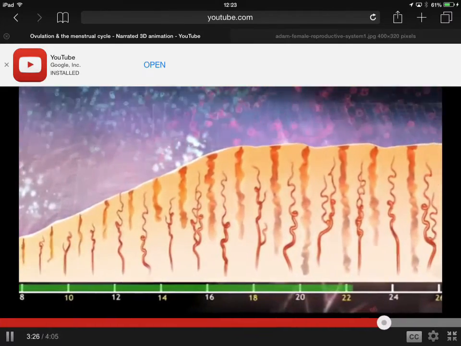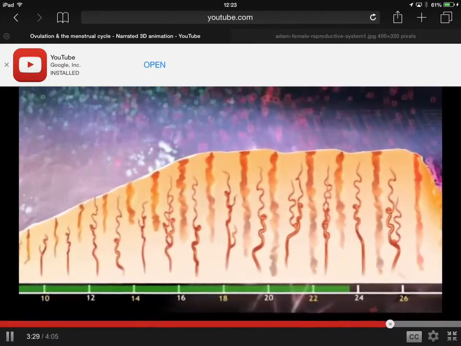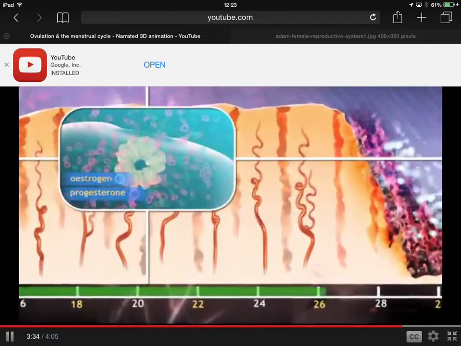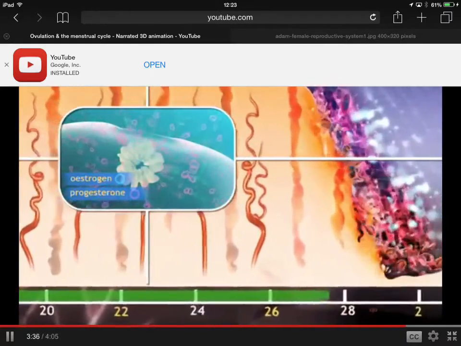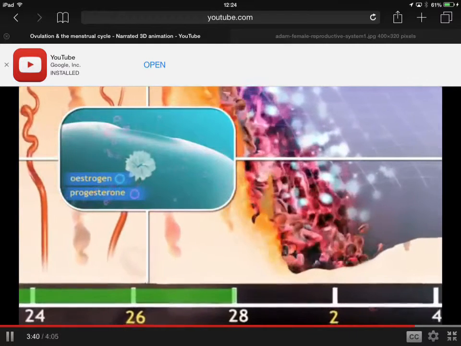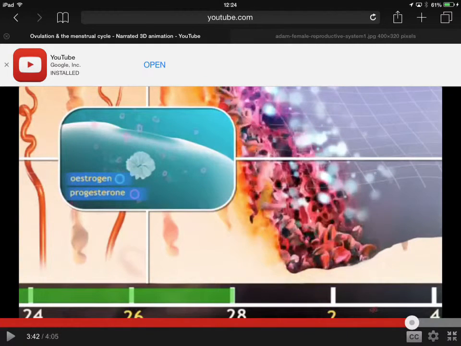The secretion of progesterone is maintained for several days, but if the egg is not fertilized in that time, the corpus luteum withers, and falling levels of progesterone and estrogen trigger the shedding of the uterine lining as the menstrual flow. Okay, so if we've got no fertilization and no implantation, then the progesterone levels and the estrogen levels, which were keeping the uterine wall nice and thick and ready for implantation, suddenly plummet.